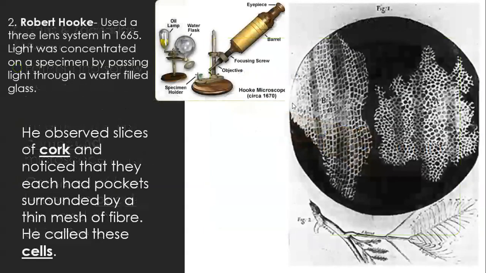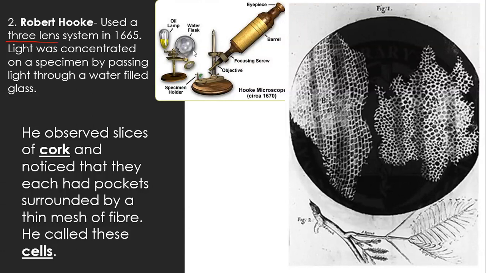Now, Robert Hooke used a 3-lens system in his microscope. So he was getting even more magnification. And he used a special lamp, and then he took the lamp and he projected the light through a water flask to make that light even more intense, to really illuminate his specimen. So he's really able to get a bright light on his specimen, and he used 3 different lenses in his microscope, and he was really able to magnify objects quite a bit.